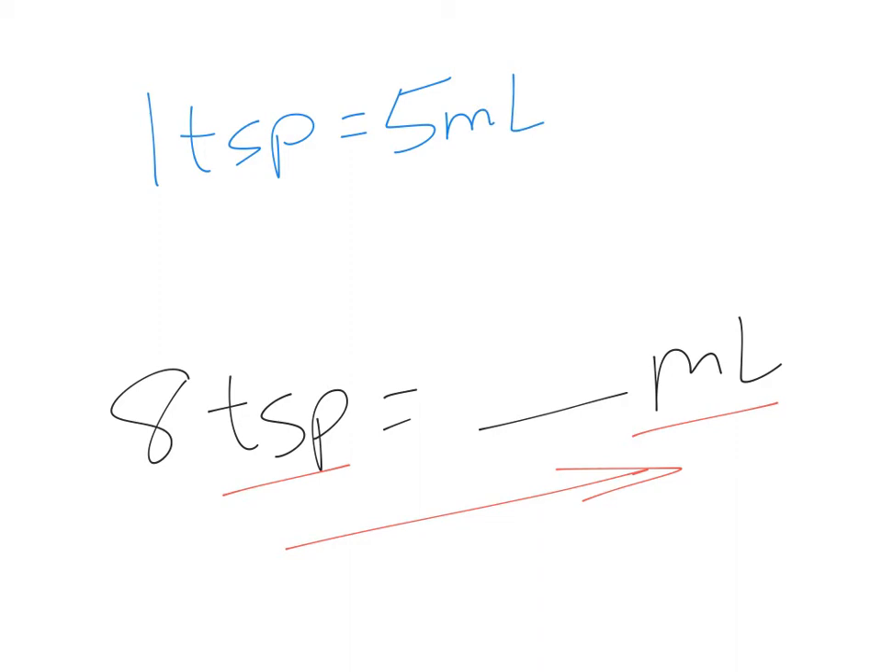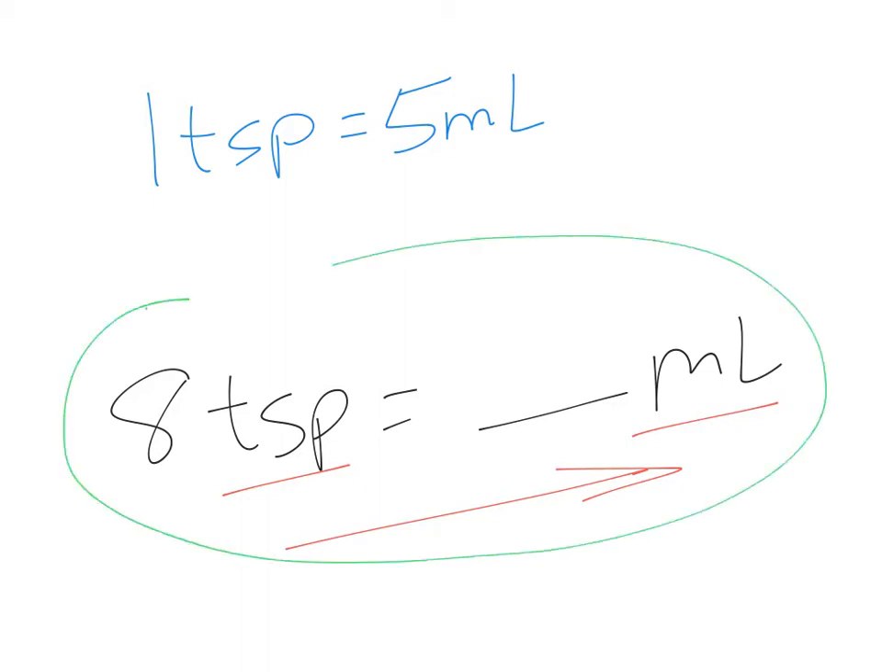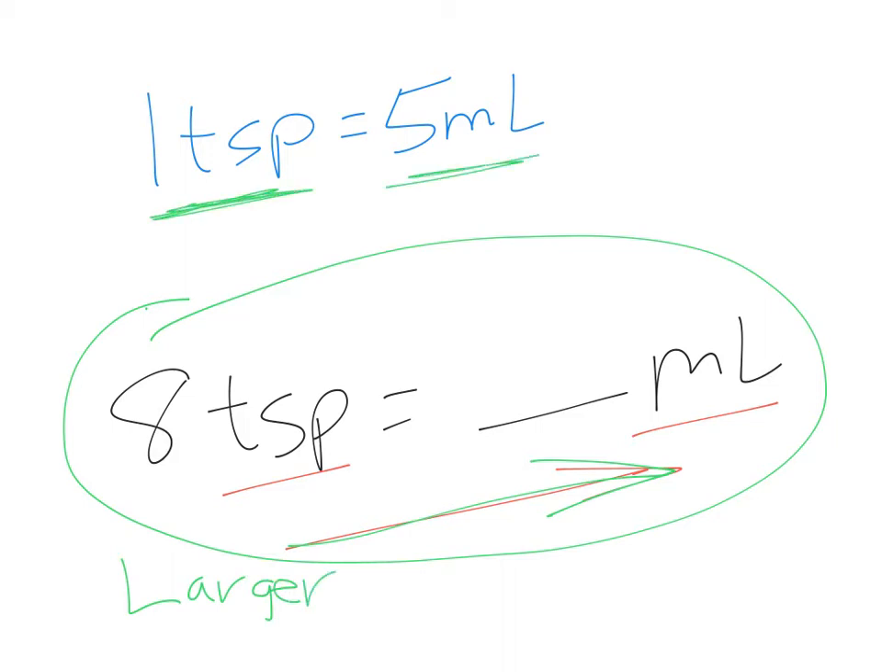So that means that 5 milliliters will fit in one of my teaspoons. In the question that we're looking at here, I have 8 teaspoons, and I want to know what that is in milliliters. Because I'm going from teaspoons to milliliters, I'm going from a larger unit. This is considered larger because 1 teaspoon will hold 5 whole milliliters, so teaspoons must be pretty big. And I'm going to the smaller unit.